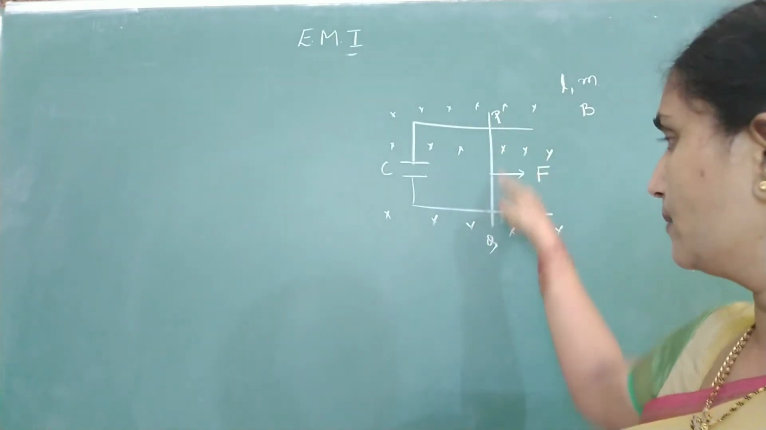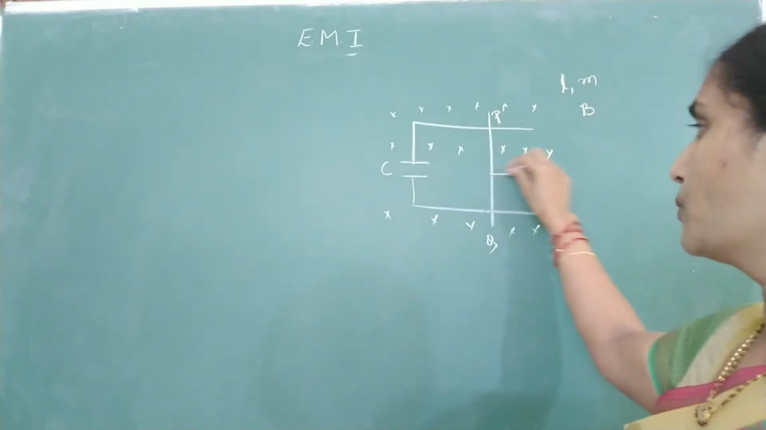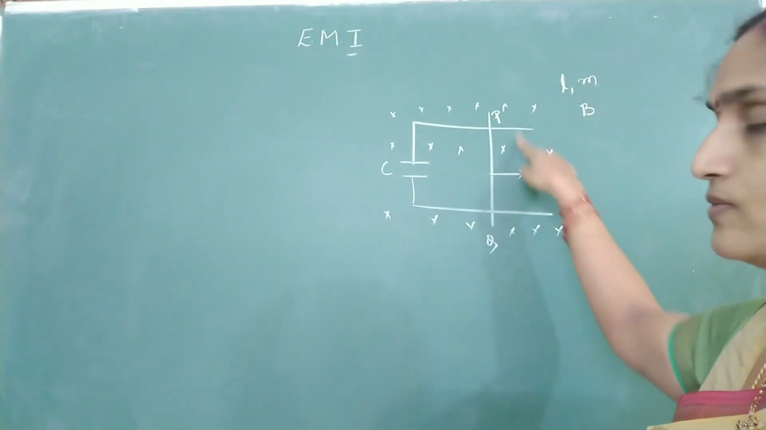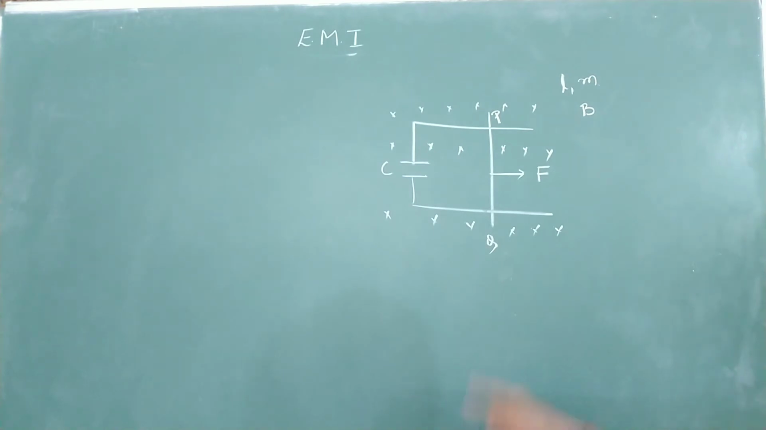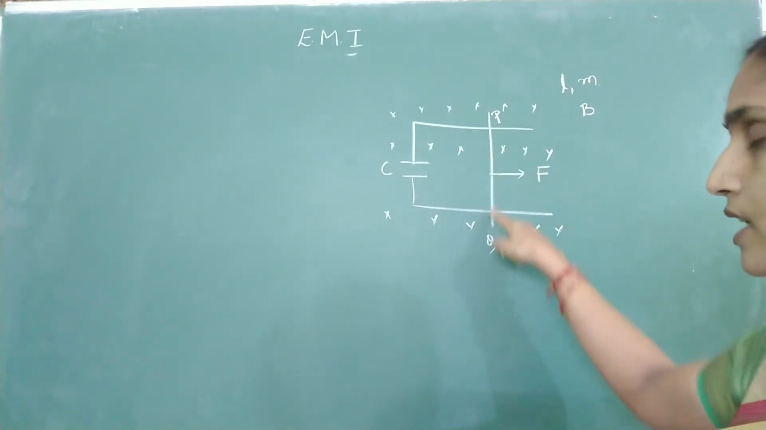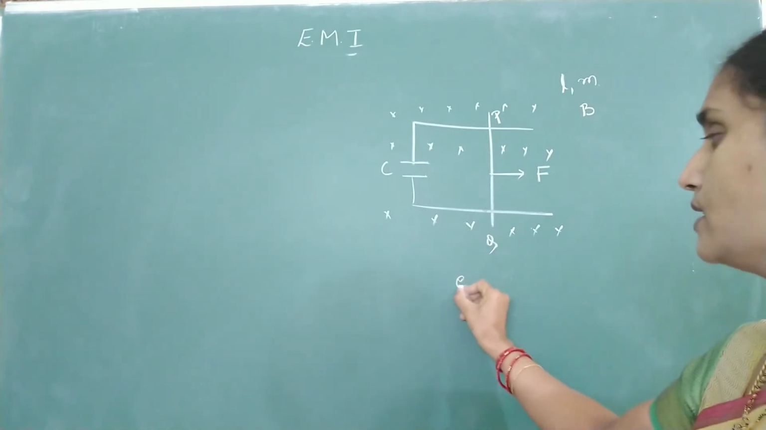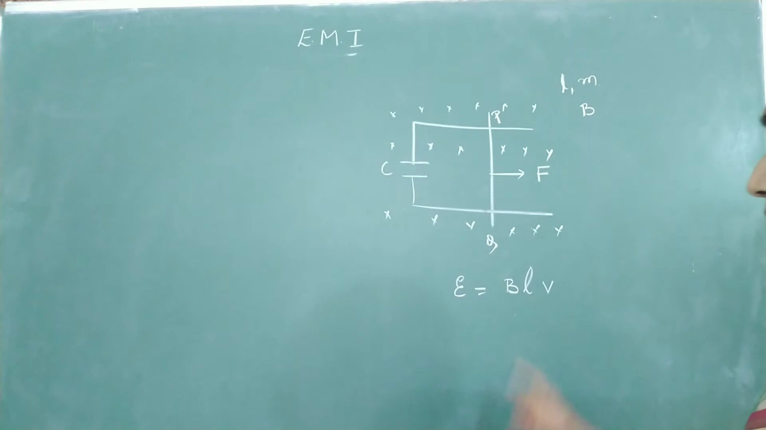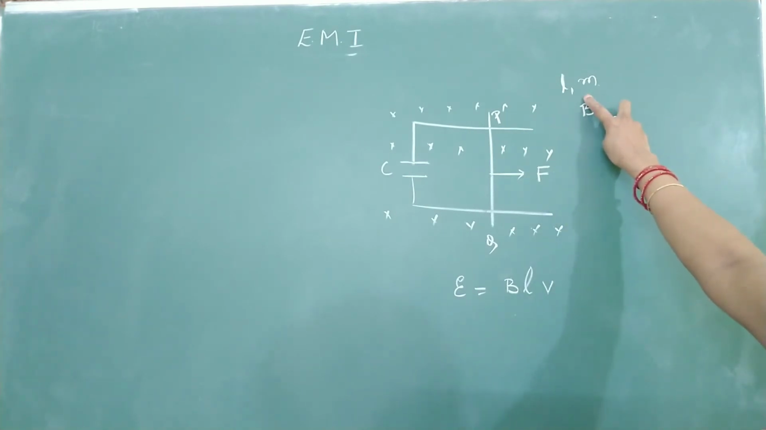Again, I am repeating: a metal rod is placed. If you are pulling it with a constant force F, find the acceleration of this rod. We know whenever you move a metal rod in a perpendicular magnetic field, there will be an EMF induced in it. What is the induced EMF? It is B into L into V, where the length of the conductor is L.